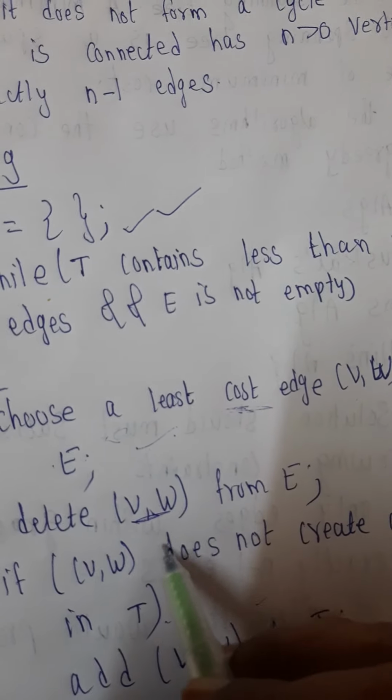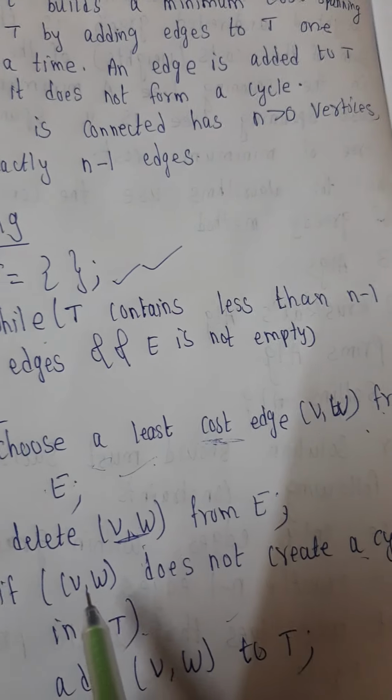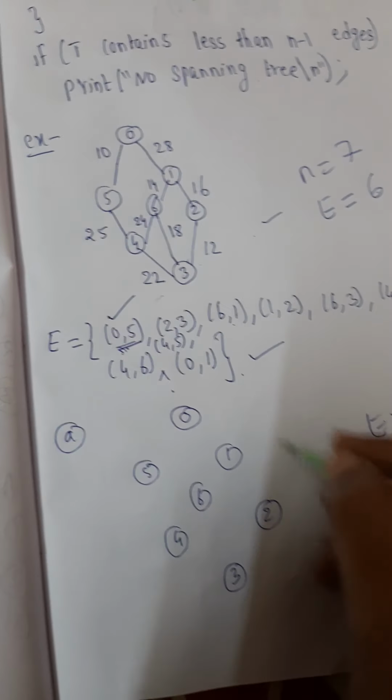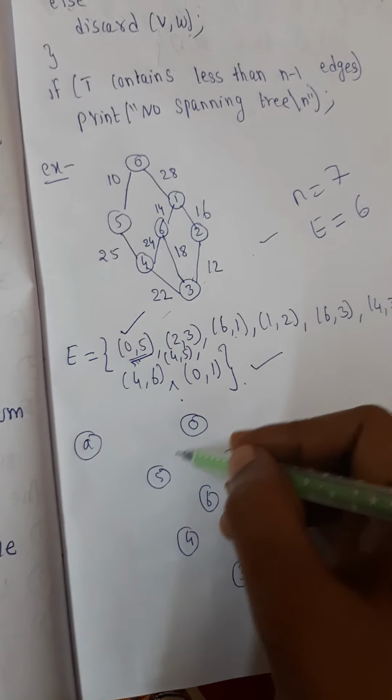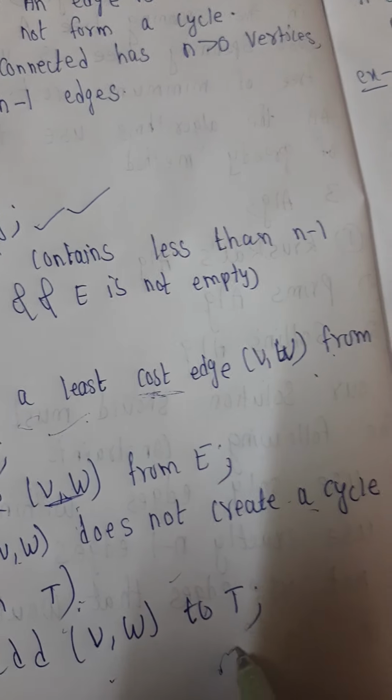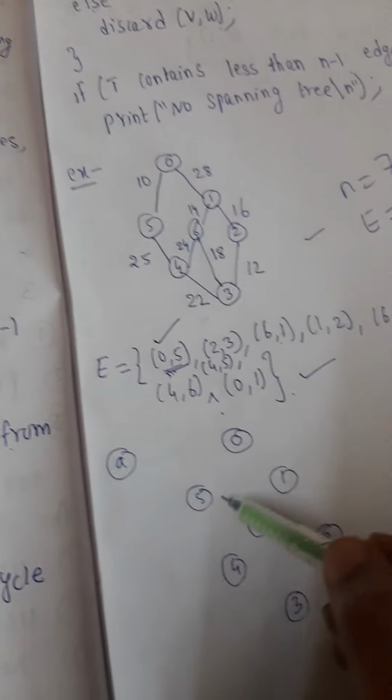So we have to choose and delete from E. Now we have to see whether it creates a cycle. 0 5 is the first edge we are considering. If you take this, is it forming a cycle? No. Since it is not forming a cycle, we add it to the tree. So I am adding 0 5 to the tree.